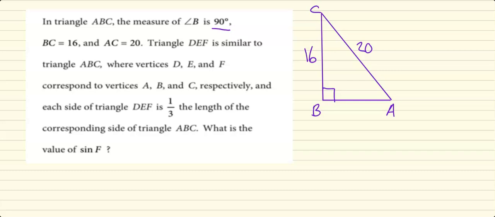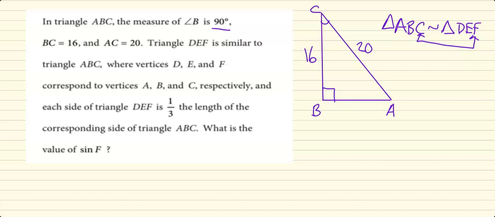So they have a second triangle that is similar to triangle ABC. So triangle ABC, and this means similar to triangle DEF. And they want to know the value of sine F. So F corresponds with C. And one of the things about similar triangles is that they have the same corresponding angles. So I don't have to even draw the second triangle. All I have to do is find the sine of C.